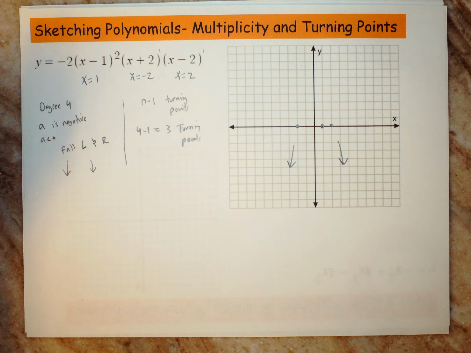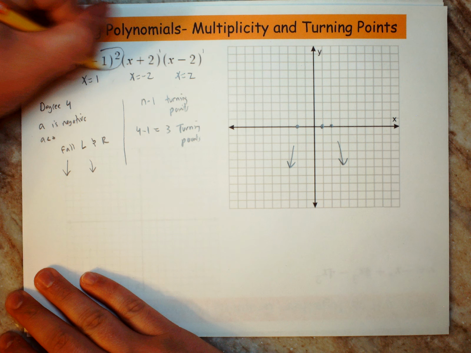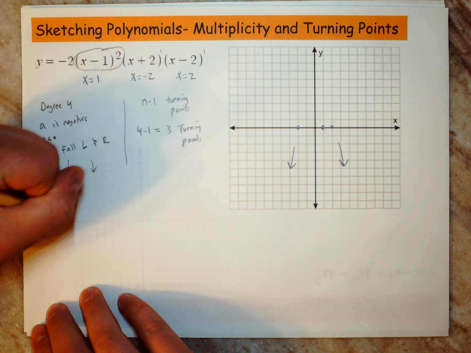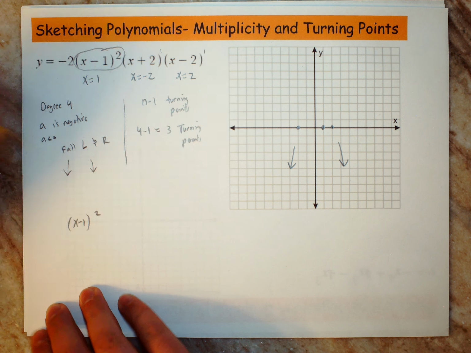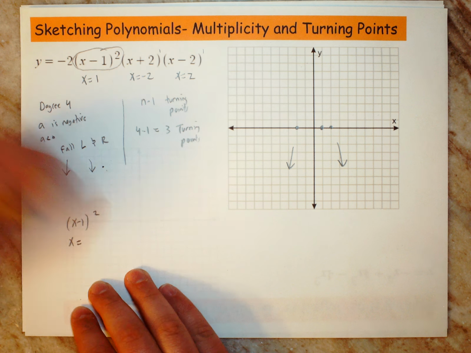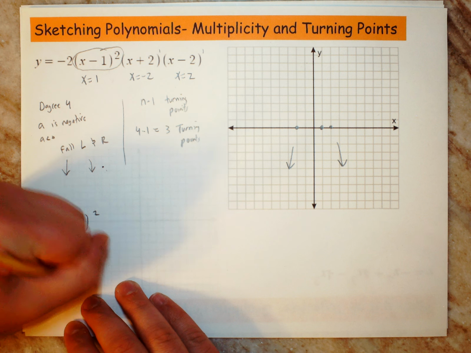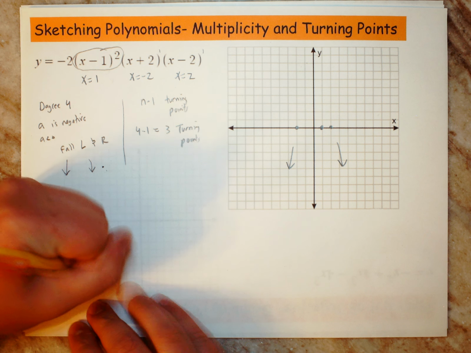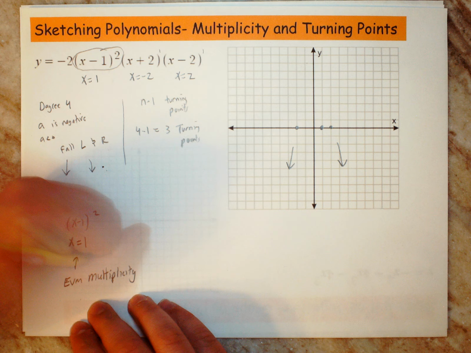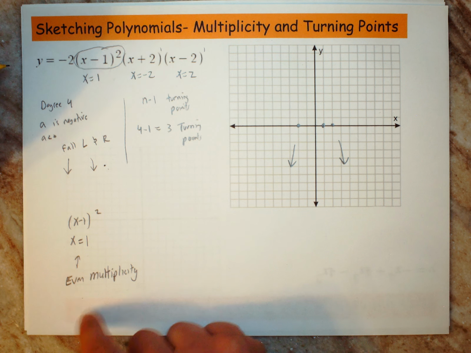Now, there is a little something that we need to realize. You see this 0 that I'm going to circle, x minus 1 squared. That 0 of x minus 1 squared, where x equals 1, has an even multiplicity. The others have odd multiplicities. So this has an even multiplicity.